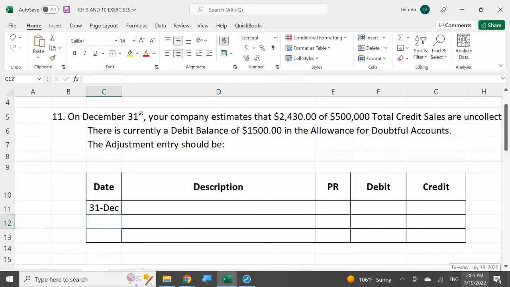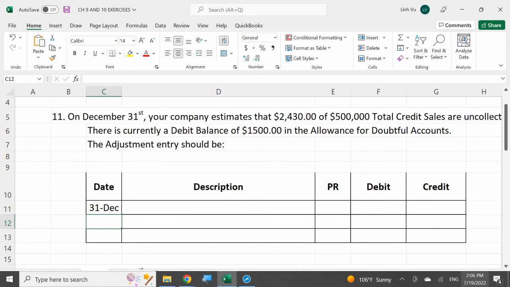Which method am I using? You're using the income statement method because it says total credit sales. So you use bad debt expense for 2,430, and you debit that, and you credit the allowance for doubtful accounts for the same 2,430. Because you don't figure in the balance on that, because that's a balance sheet item.